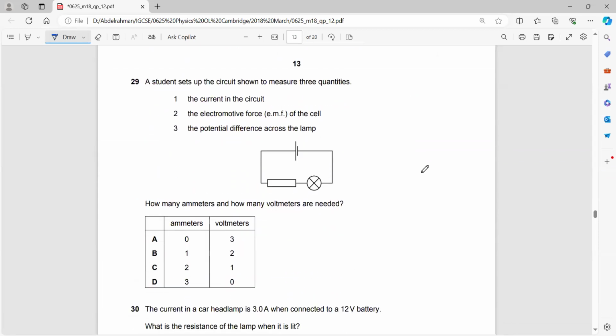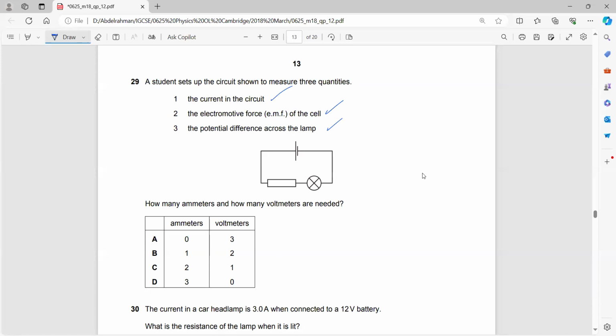A student sets up the circuit shown. He needs to measure three quantities: the current, the electromotive force, and the potential difference across the lamp. How many ammeters and how many voltmeters are needed? Okay, a very easy question.